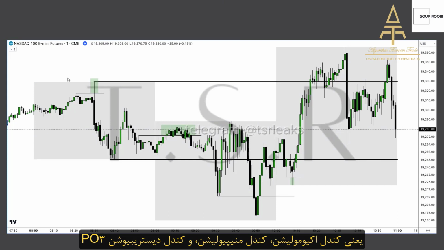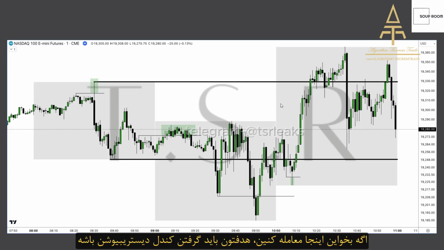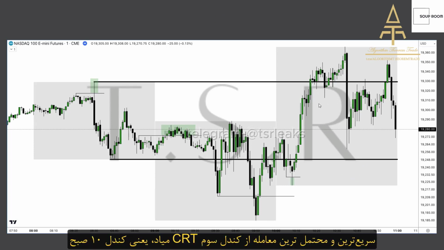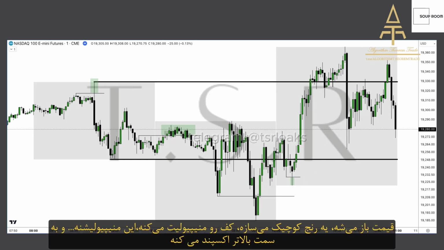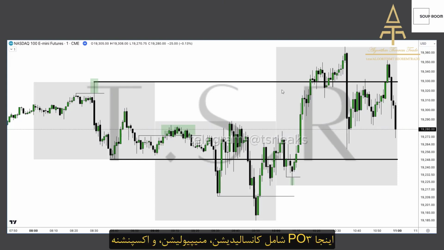Power of 3 would mean accumulation candle, manipulation candle, and distribution candle. Now, if you are executing a trade here, your goal would be to catch the distribution candle. The fastest and most high probability trades will come from the third candle of the CRT, hence the 10 a.m. candle right here. Price opens, forms a small range, manipulates a low, this is manipulation, and expands higher. The power of 3 here, consolidation, manipulation, expansion.